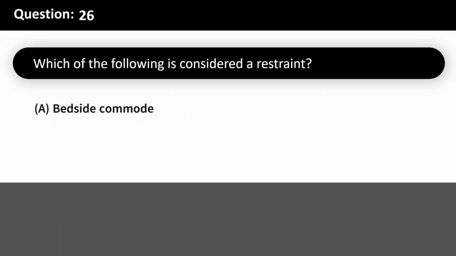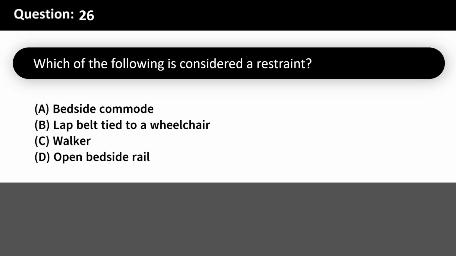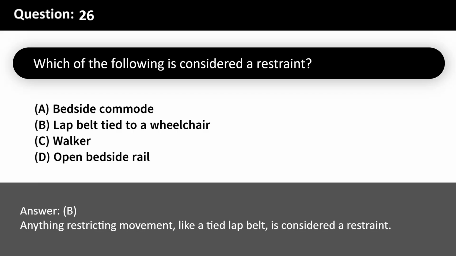Which of the following is considered a restraint? A. Bedside commode. B. Lap belt tied to a wheelchair. C. Walker. D. Open bedside rail. Answer: B. Anything restricting movement, like a tied lap belt, is considered a restraint.